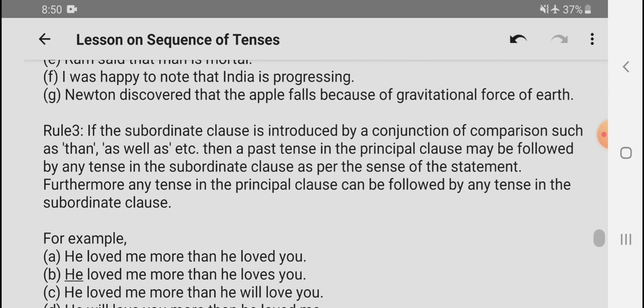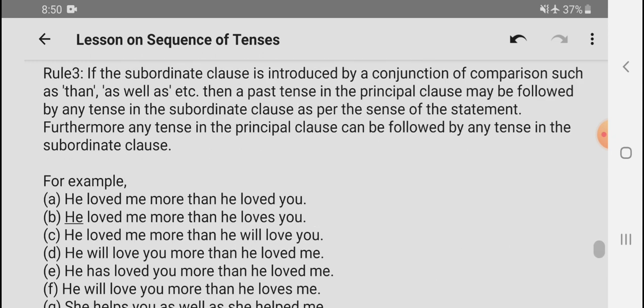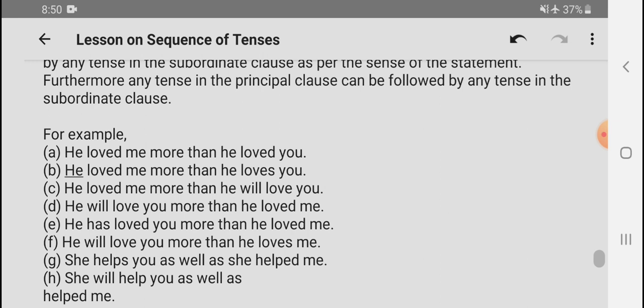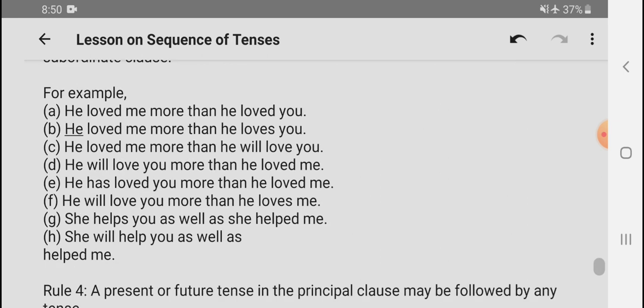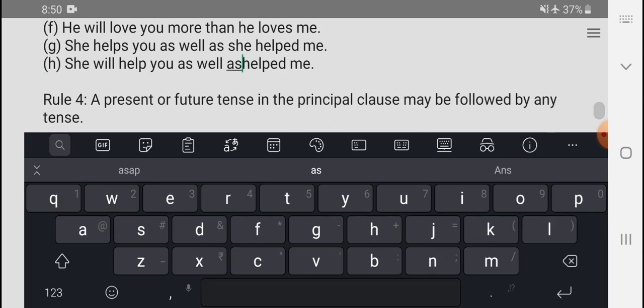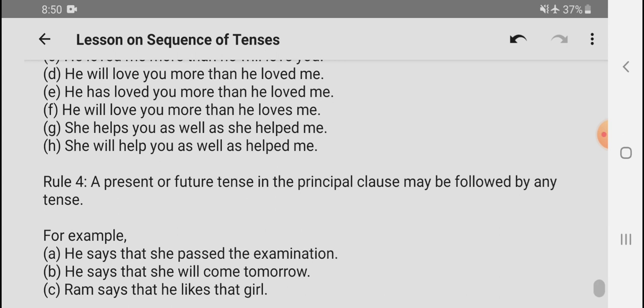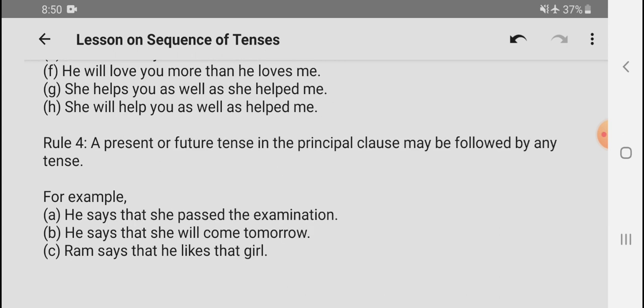So rule number 3 says, if your subordinate clause is introduced with "than" or "as well as", then the tense of the subordinate clause can take any tense out of the 12, as well as the principal clause can take any tense. It means the speaker will have full liberty to use any tense he or she wants according to the situation. Last but not the least, let's take a look at rule number 4.